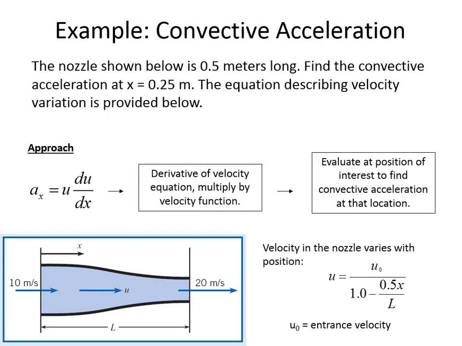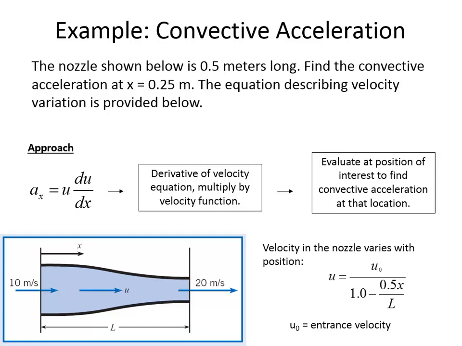Now if we apply the chain rule to that, then du dx is going to be d of u naught m to the minus 1 divided by dm, times d of 1 minus 0.5x divided by L, divided by dx. So that is minus 1 times u naught m to the minus 2, times negative 0.5 divided by L.